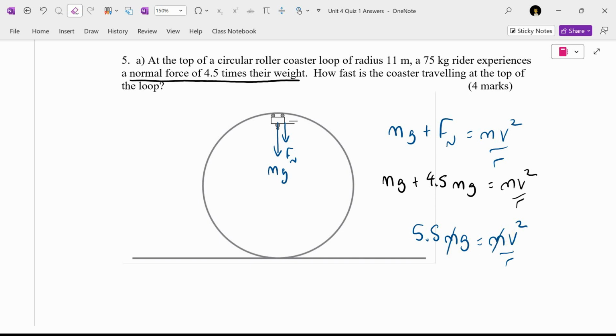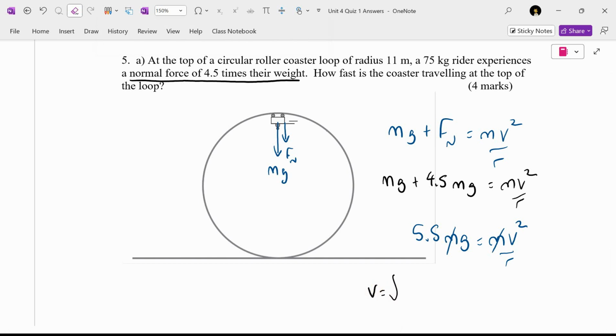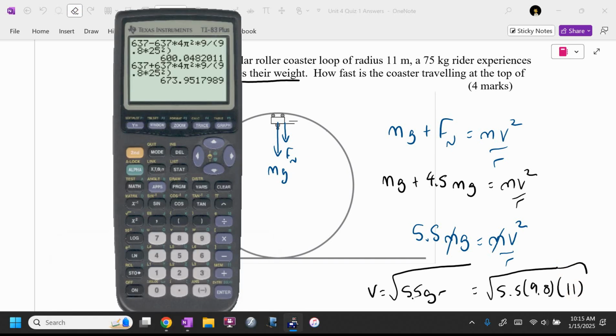Oh, and you know what? How would I move the r over? Am I going to get my old friend, the square root of gr, and some other stuff? I've probably done this right. v is going to be the square root of 5.5 gr. It's going to be the square root of 5.5 times 9.8 times 11. No idea what the answer is. 5.5 times 9.8 times 11, square root. 24.3? Yeah.